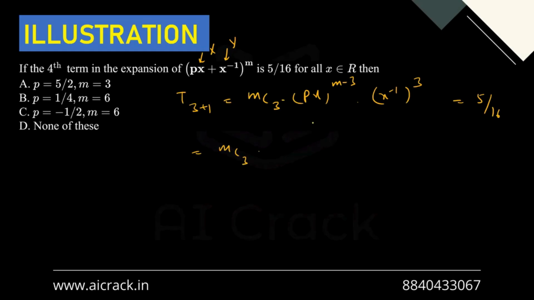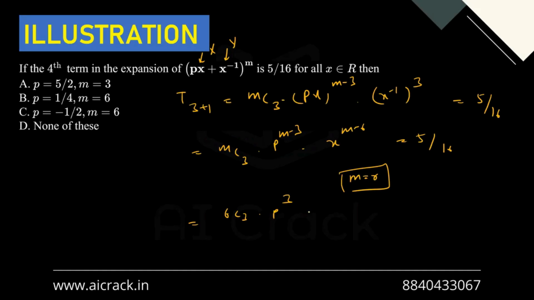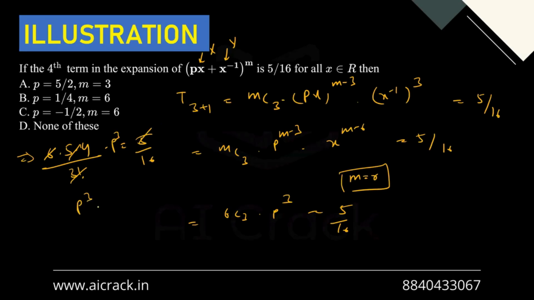mC3 · p raised to power m − 3 · x raised to power m − 3, and minus 3 from here, m − 6. Now we know that this term is not having any x term. This term is independent of x. That basically means the power of x should be 0, so m should be 6. That is our first part. Now let's find the coefficient, because this coefficient should be equal to 5/16. So 6C3 · p cubed should be 5/16. This essentially means (6·5·4)/3! · p cubed equals 5/16. 3! is 6, so this gets cancelled out, and this 5 gets cancelled out. So p cubed equals 1/64. Basically p equals 1/4 is the correct answer. So B is the correct answer.